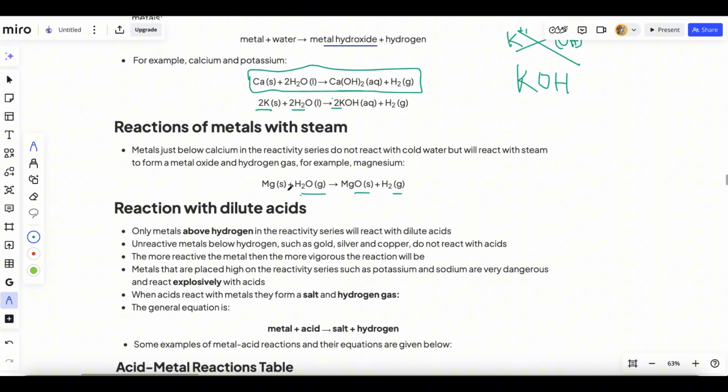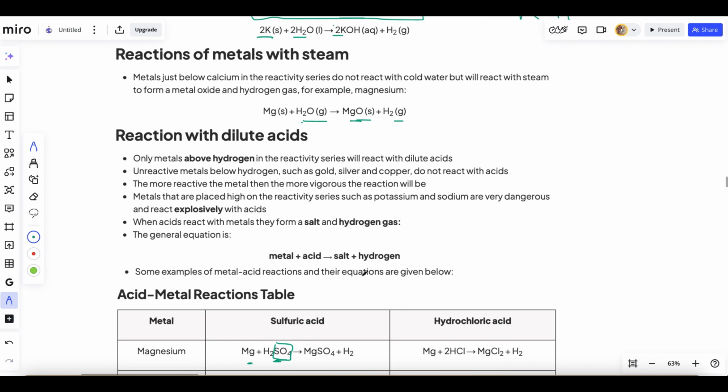And magnesium will combine with oxygen. It becomes magnesium oxide. And then this hydrogen will be on its own now. It will stand up and be on its own. Okay, that's the meaning of how metals displace themselves in the reactivity series. Now we move on to the acid.